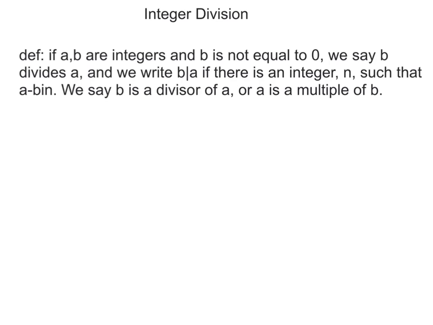And here is that definition. If a and b are integers and b is not equal to 0, we say b divides a, and we write b divides a with this straight slash, if there is an integer n such that a equals b times n. We say b is a divisor of a, or a is a multiple of b. So this definition is our important definition that we use when we talk about divisibility. Our divisibility discussions will use this definition. We will not be doing the traditional dividing.